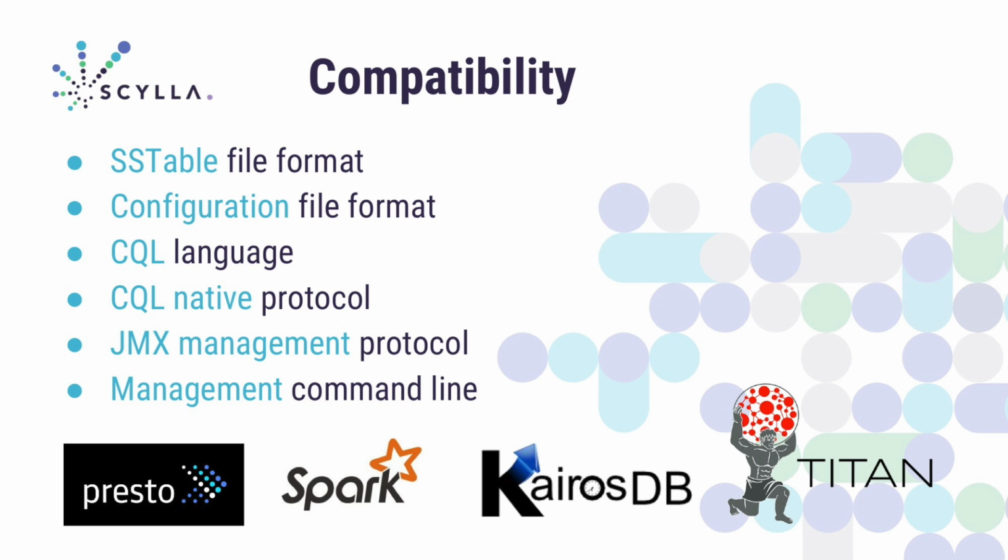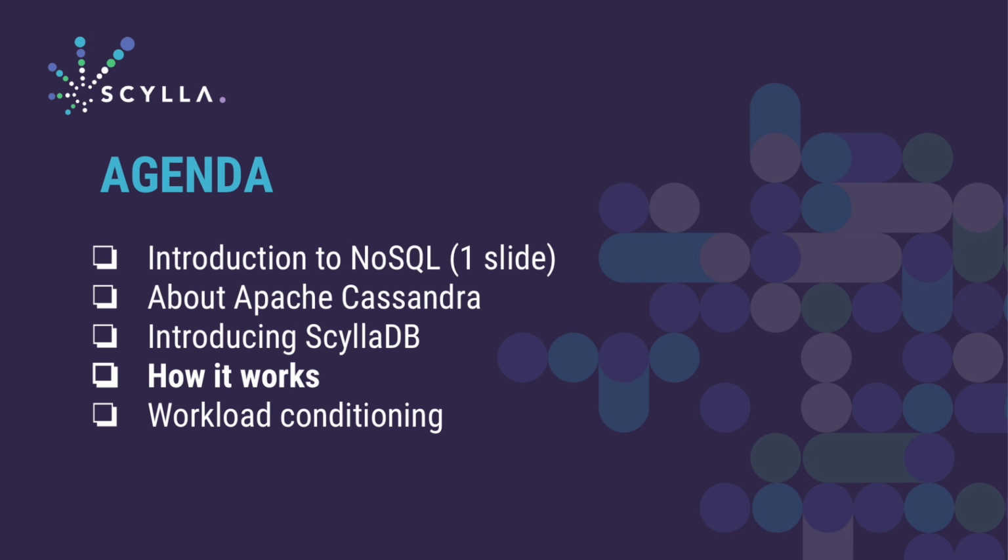In terms of compatibility with Cassandra, it's a drop-in replacement. It's compatible with the disk format, the SSTables, so you can shut down Cassandra and bring up Scylla. It's compatible with the configuration file, the Cassandra YAML file, and the CQL language. Of course, it's wire compatible, and that's why tools like Presto and Spark, the time series database, and the graph database Titan just work out of the box. And you get to administrate the database the same way that you do with Cassandra, including backup and all the other routines.